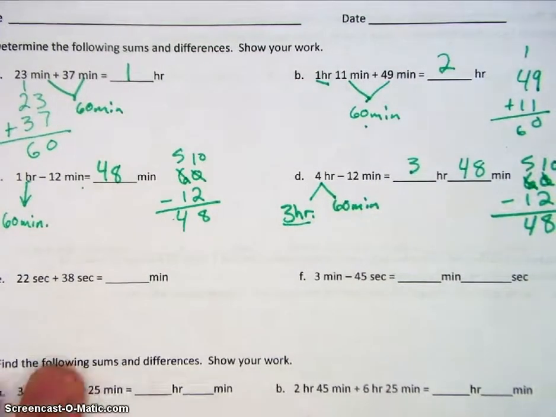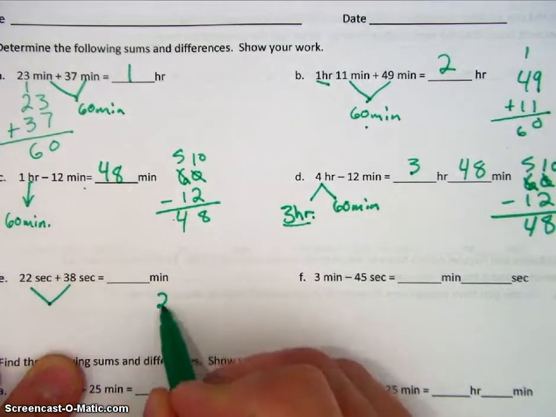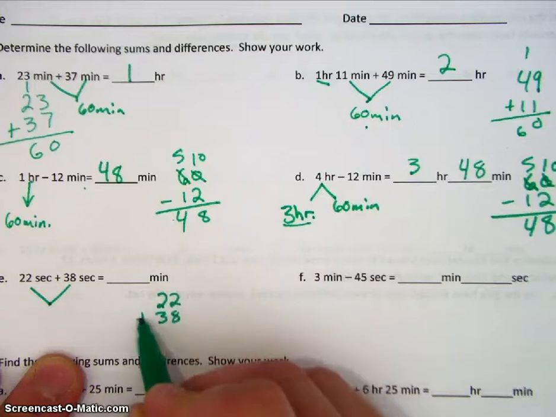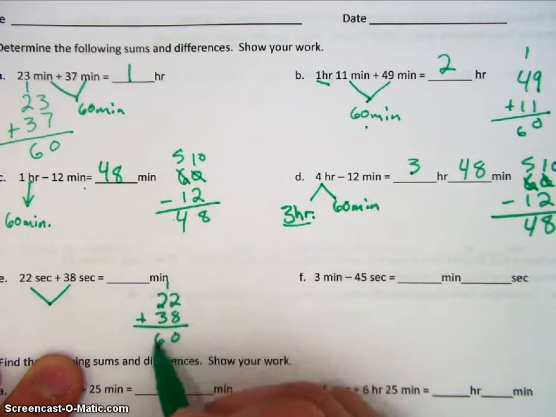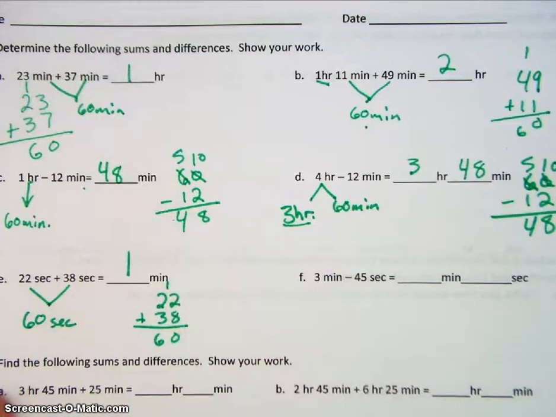Okay, moving on to our next one. We're going to add our 22 seconds and 38 seconds, I should say. We go to add these up. Again, we see 60 seconds, which we know equals 1 minute.